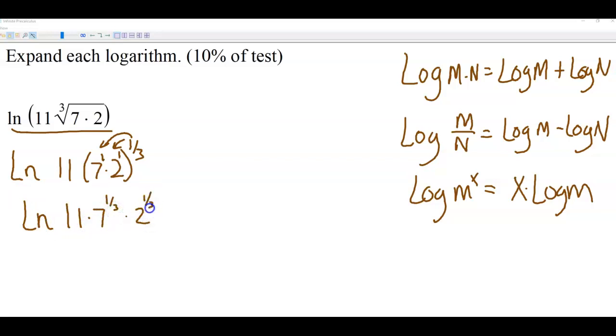So that's the first thing you want to do, is take care of any square root issues or fraction issues that you might deal with. But now we're ready to apply the properties. The first thing I'm going to do is apply this property up here. I have three things being multiplied together, so I can write that as three separate logarithms that are being added together.